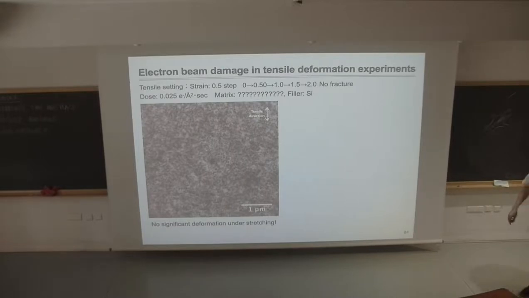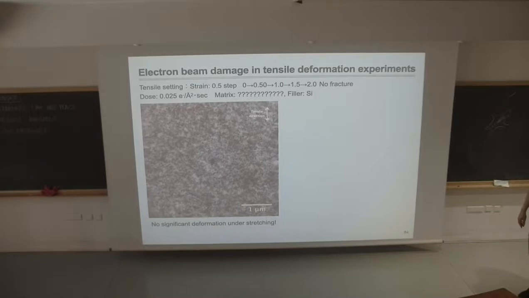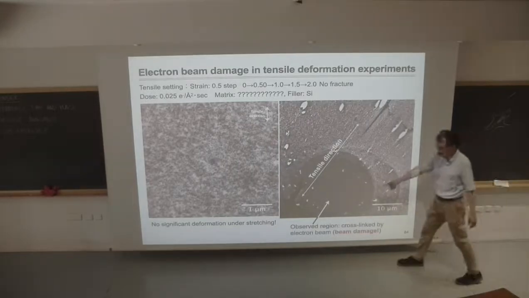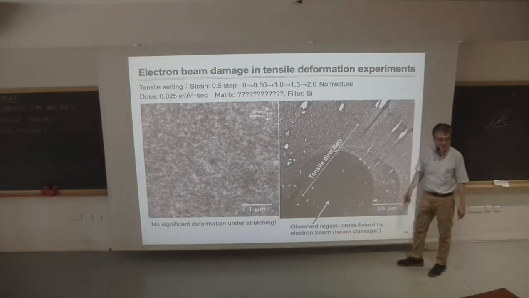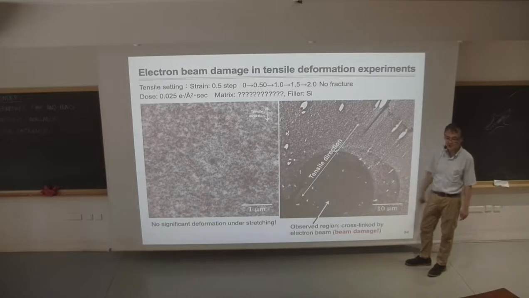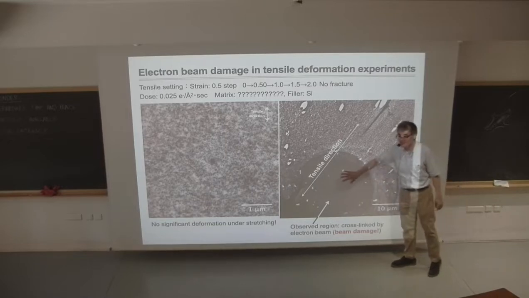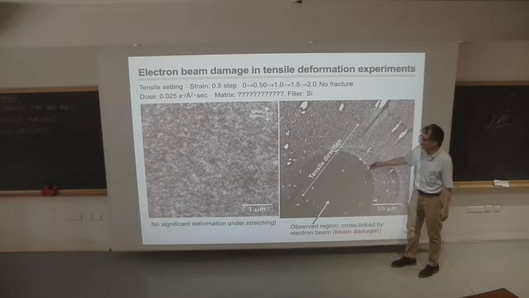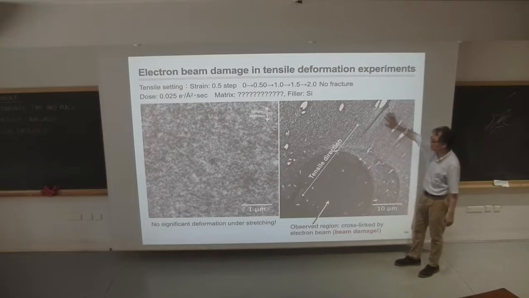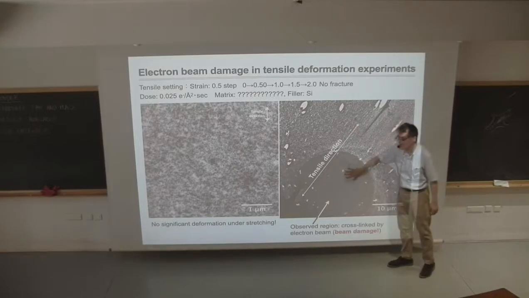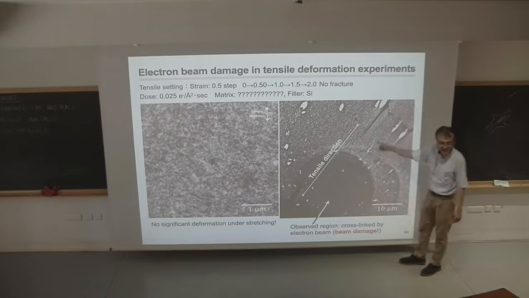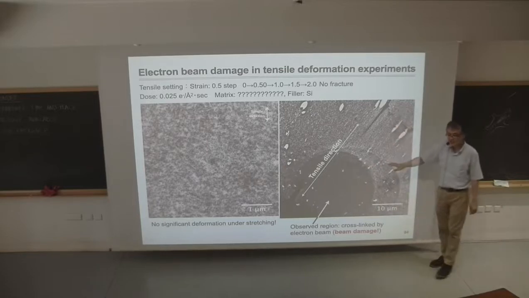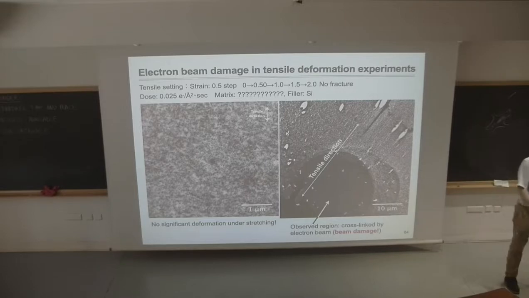In some cases, we do the same thing and we end up with this type of movie. Strange movie. It turns out that we are looking at this place, and it's been damaged. It's been crossed by the electron beam, so that nothing moves. But the place where we don't shine the electron beam, it's stretched like crazy. So we need to be careful about the beam damage too in this case.